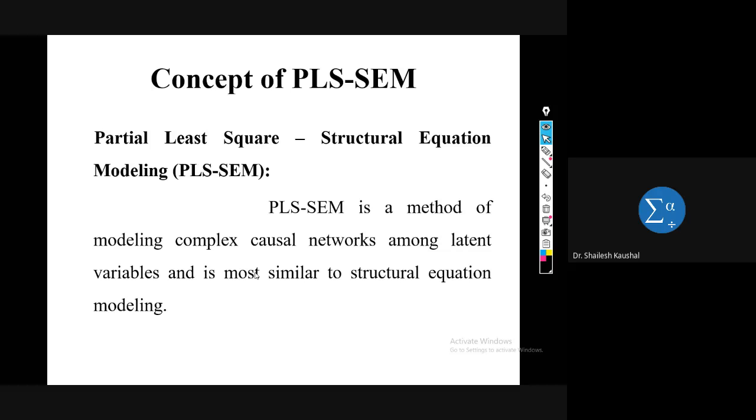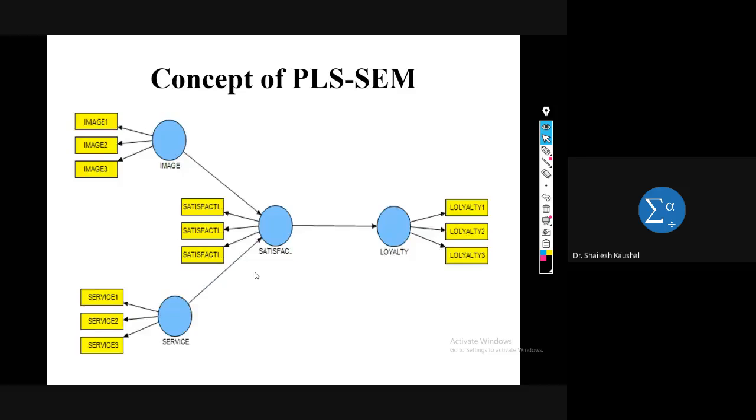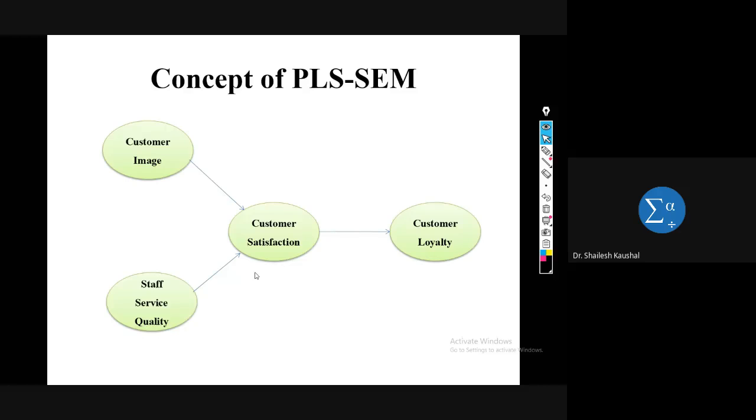meaning causal relationships between exogenous and endogenous constructs, and it is similar to structural equation modeling. Here we can see customer loyalty, that is the endogenous construct, and three exogenous constructs: hotel image, staff service quality, and customer satisfaction. So customer satisfaction is an exogenous construct with respect to customer loyalty, but it is an endogenous construct with respect to hotel image and staff service quality.